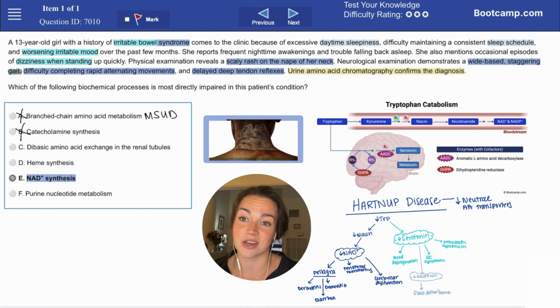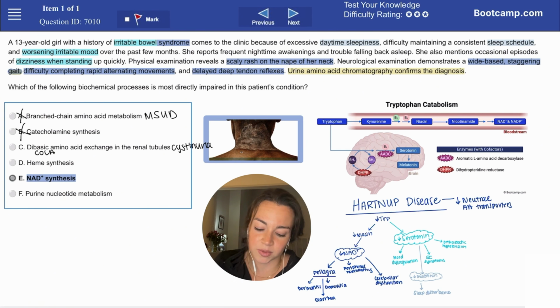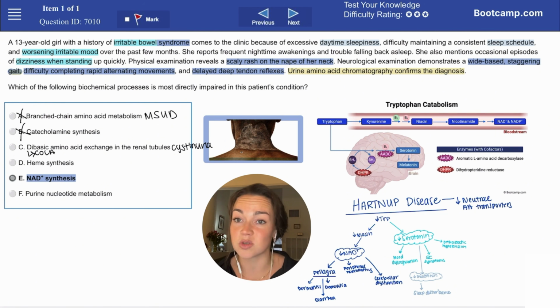All right, answer choice C is a nasty, nasty trap answer: dibasic amino acid exchange in the renal tubules. Hartnup disease, remember I was sort of hinting at this earlier, is a problem with the neutral amino acid transporters, most notably tryptophan. Dibasic amino acids you can remember with the mnemonic COLA for cysteine, ornithine, lysine, and arginine. That's impaired in cystinuria, and that's another SLC family gene mutation that affects these amino acid transporters, but it's a different set of amino acids. That presents mostly with kidney stones and urinary issues. Again, we're not seeing that here. Answer choice C is out.